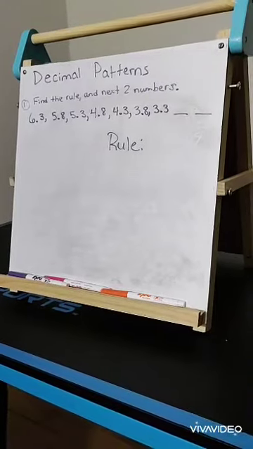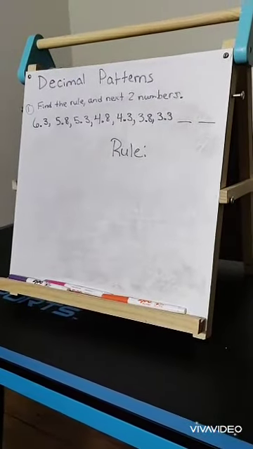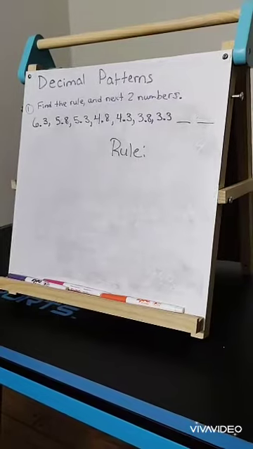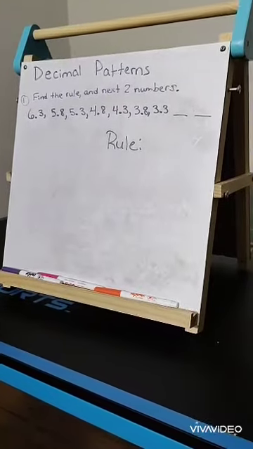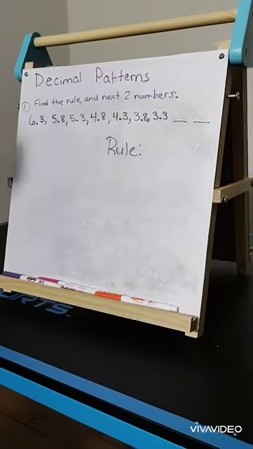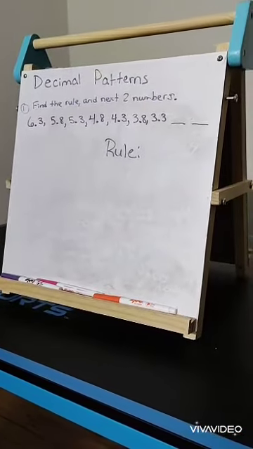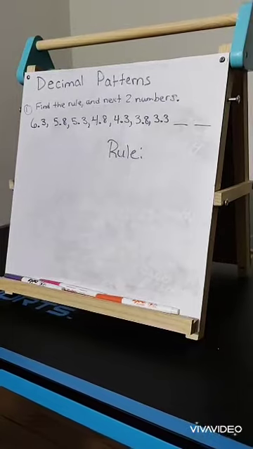Okay, we're going to do two examples of decimal patterns today. It's going to be helpful if you have your calculator with you for when you start the three that you do on your own. So you can hit pause and go get a calculator if you need to. Okay, so the first question says find the rule and the next two numbers.